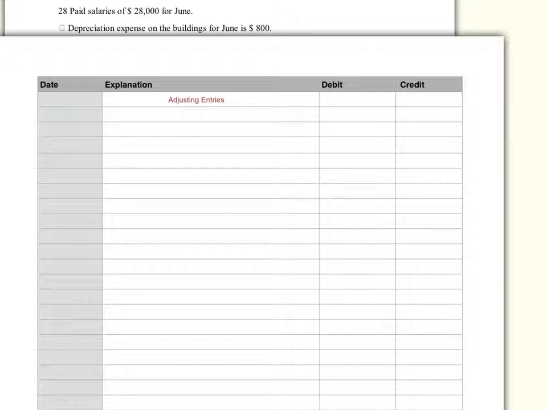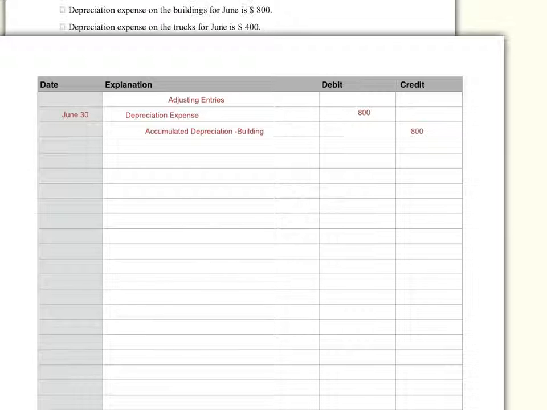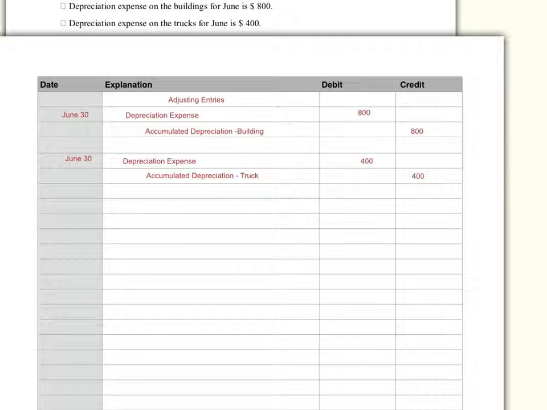So to begin with, depreciation expense on the building for June, $800. Depreciation on the truck for the month of June, $400. Debit depreciation expense $400, credit accumulated depreciation truck $400.